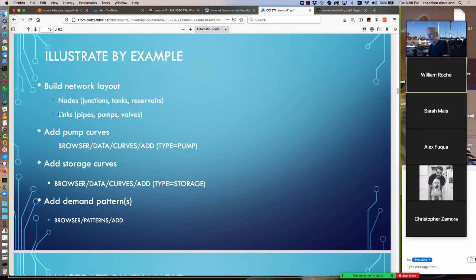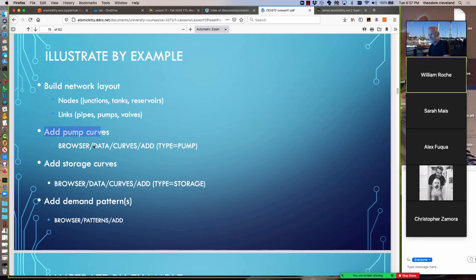Then we'd add the links, and then we'd go back and put the junction elevations and junction demands, and then the pipe diameters, pipe materials, pump locations, pump curves, and any valves, which we haven't even discussed yet. You can read about that in the user manual. Valves are fairly simple to implement in EPANET, and you don't really need me to show you that.